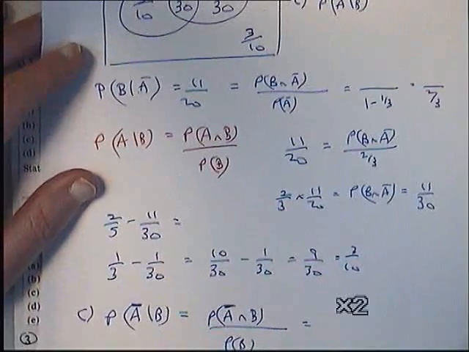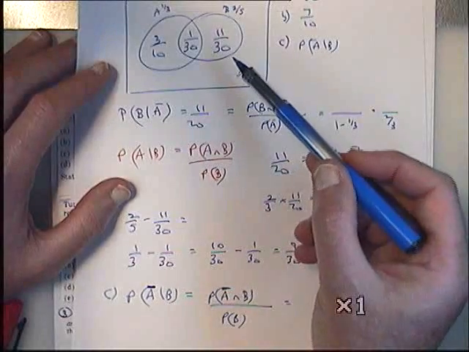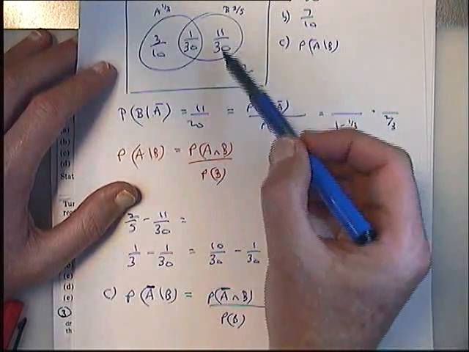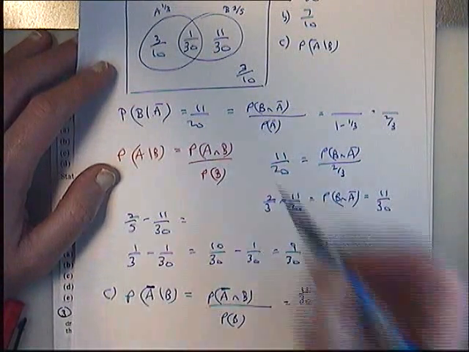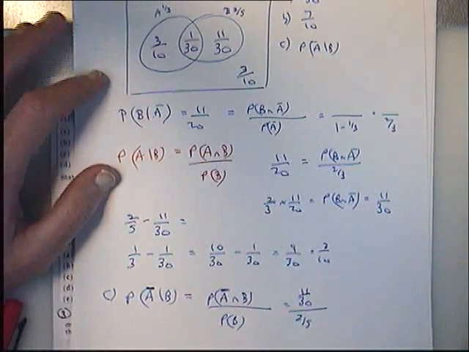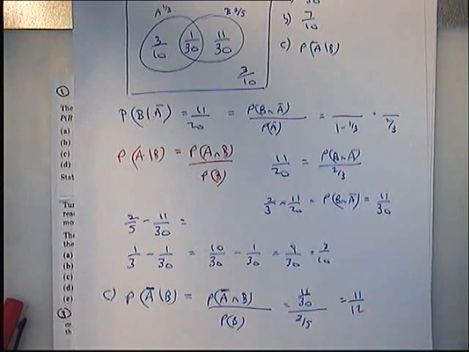So the probability of not A and B. Let's look at the Venn diagram. What is not in A and at the same time is in B? 11/30. It's that bit there. The probability of B, we've known all along, was 2/5. If you do that divide, you'll get the answer of 11/12.